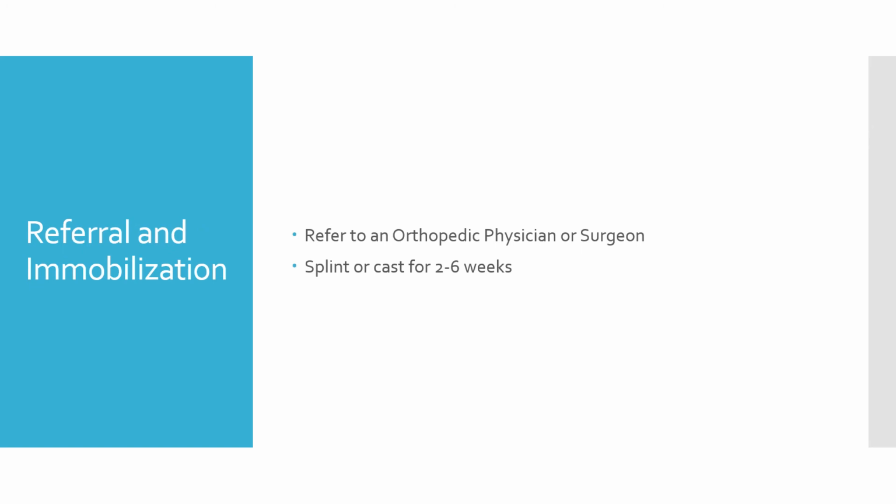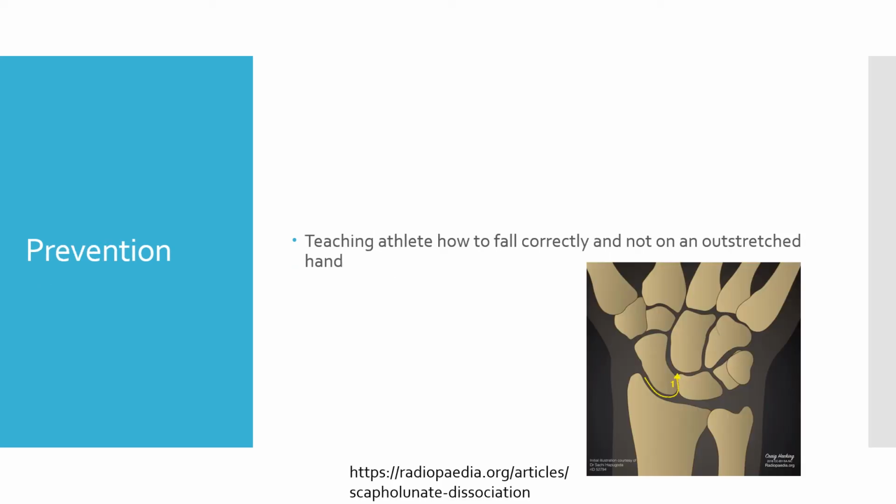Referral and immobilization: you would refer them to an orthopedic physician or a surgeon, and then you would splint or cast them for 2 to 6 weeks. Prevention of this is basically just going to be teaching an athlete how to fall correctly and educating them to not fall on an outstretched hand.